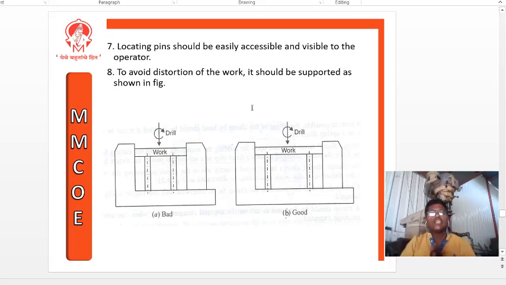And the last one: to avoid distortion of the work, it should be supported as shown in the figure. In this case we are supporting it too near to the drilling operation. Here we have the rotary operation of the drill. Due to the small distance between these two supports, the work may get bent like this. To avoid this, we have to keep these supports in such a way that the workpiece will not be bent during the drilling operation. This is another consideration for the design of jigs and fixtures.